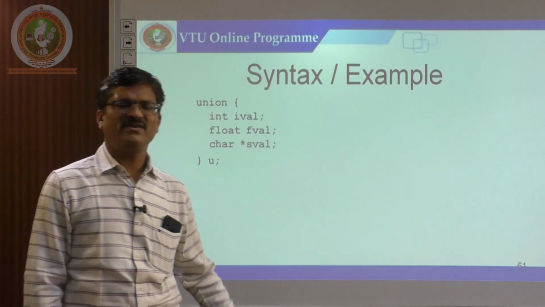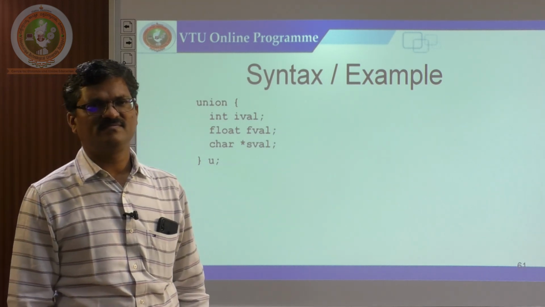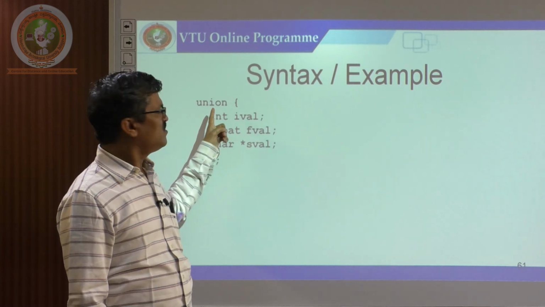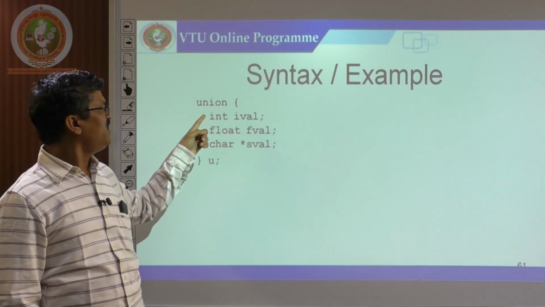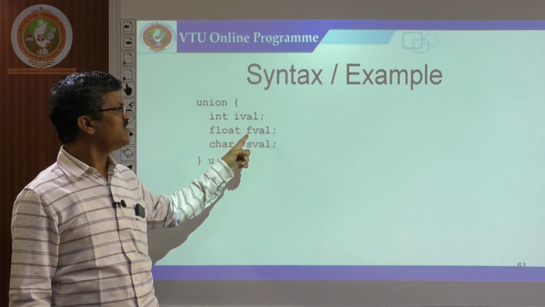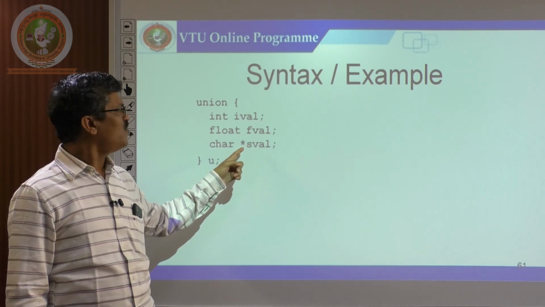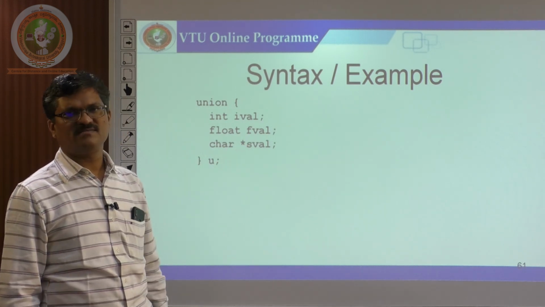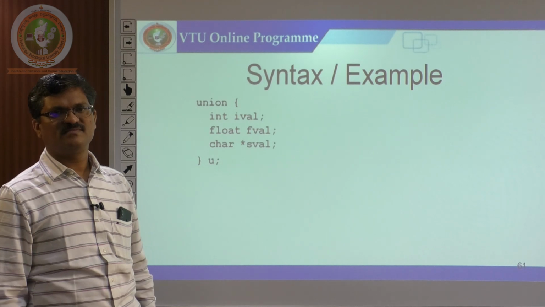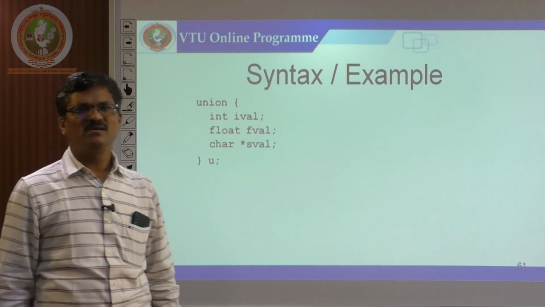This is another definition example, where we are defining a union to include an integer value, a float value and a pointer to a character. So, U is a union.